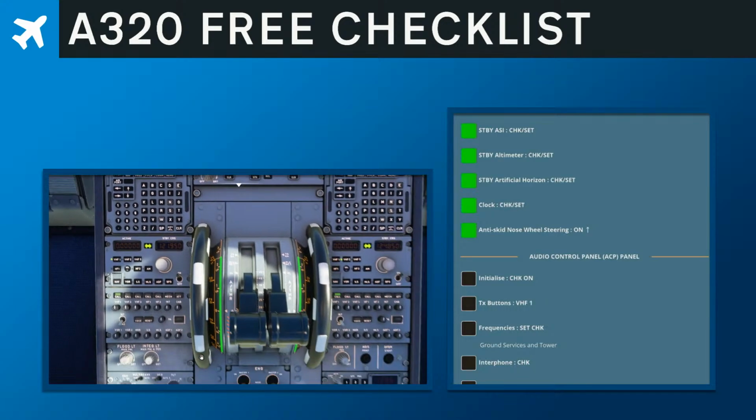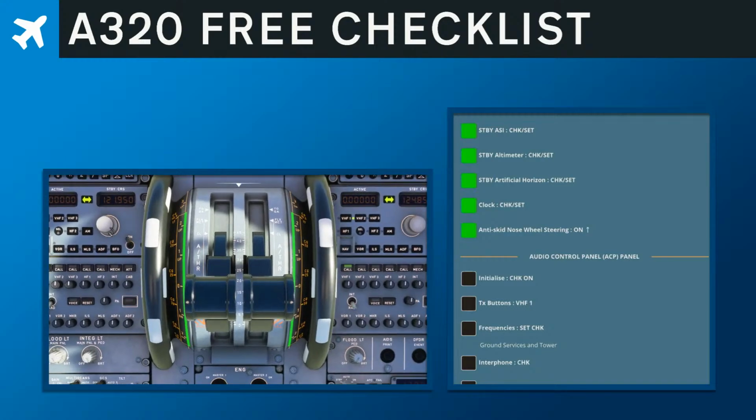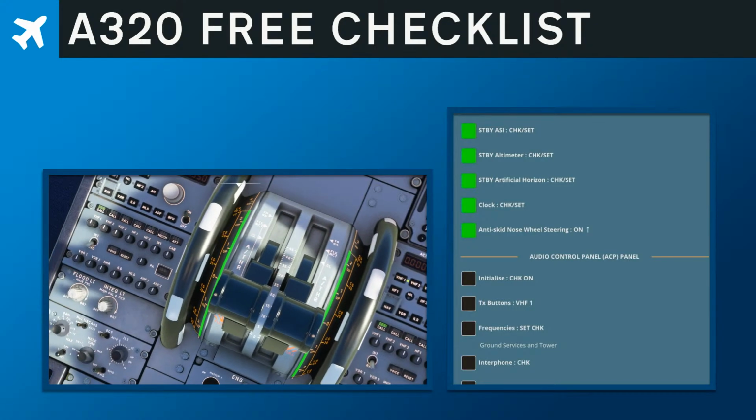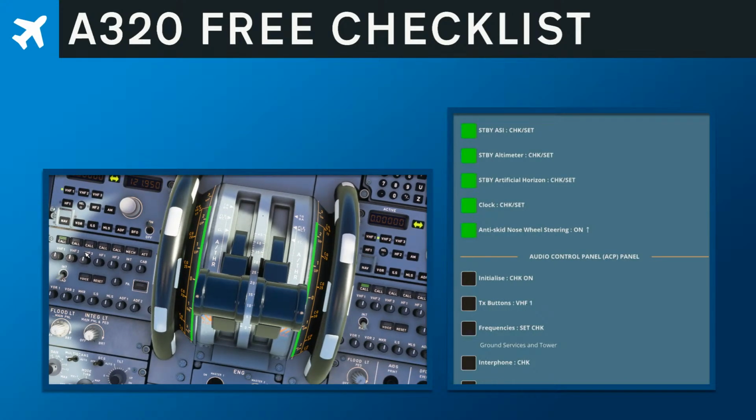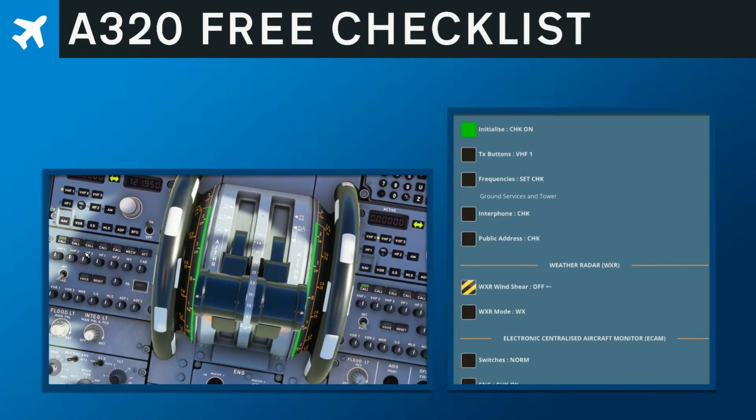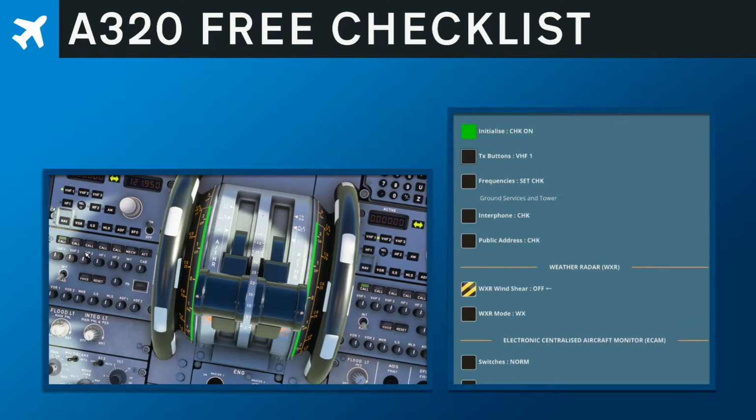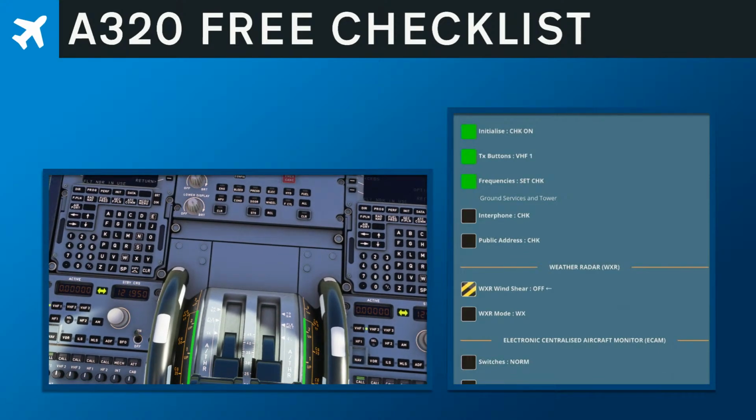And in fact, let's just go here. We need to make sure it's initialized, so it is actually switched on. We've got transmit on VHF1, and frequencies are set. So we'll do that in a minute. So let's do that now. So we're going to need Melbourne ATIS. So we'll come back to that in a minute when we're ready to do that.